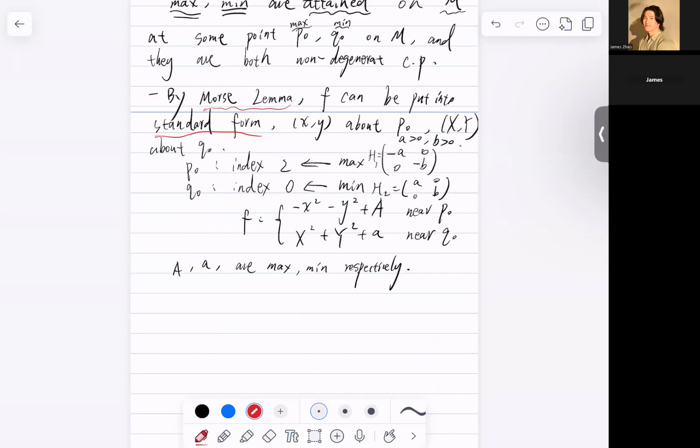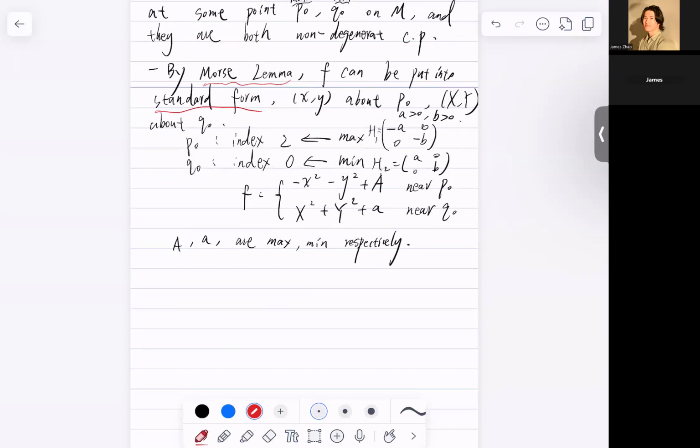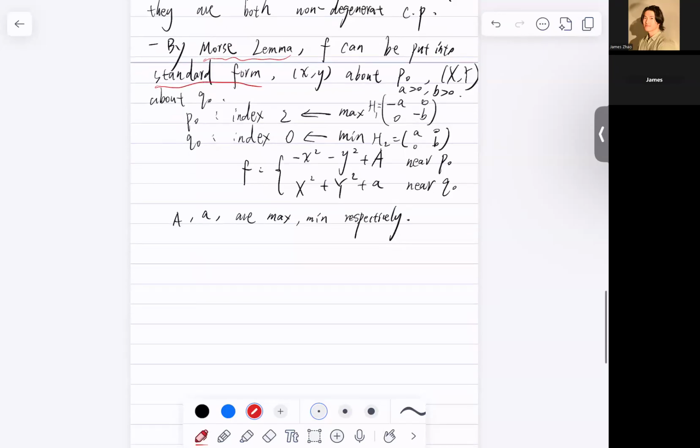We can express this P naught and Q naught in some arbitrary coordinate chart, so small x and small y, big X and big Y. And we know that P naught is a max, so it needs to have index 2. The index number is the dimension number. And we can also use the Hessian here to represent it. And in the same way, for the minimum, for Q naught, we have index 0. So for our minimum, we can also use our Hessian to express that.